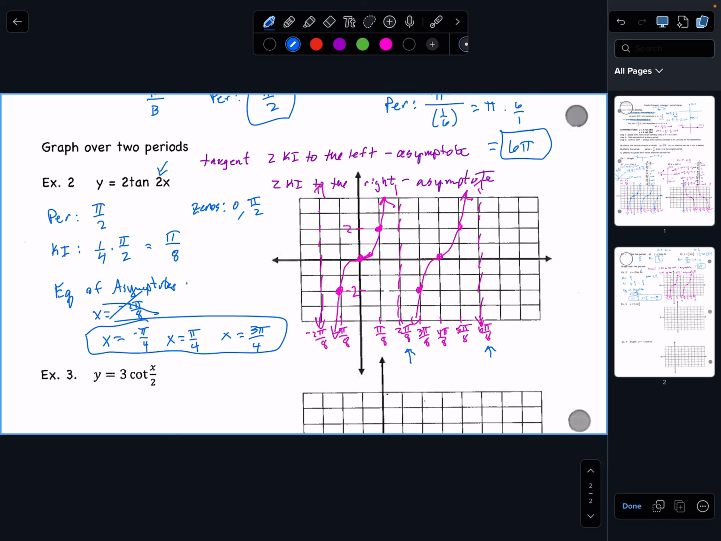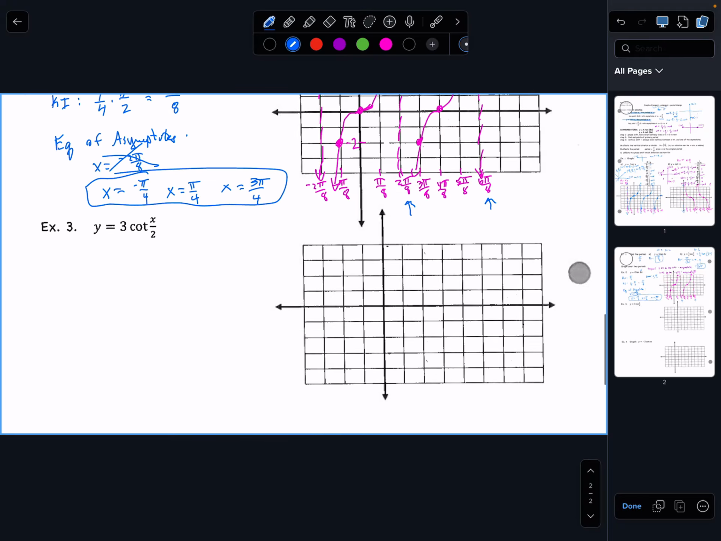All right, so let's look at 3 cotangent. And for this, making use of structure, you want to think of it as 1/2 x. So that coefficient of x is between 0 and 1. I expect the period to lengthen. And the period is pi divided by 1/2. And when you divide by 1/2, you multiply by its reciprocal. And so its period is 2 pi.